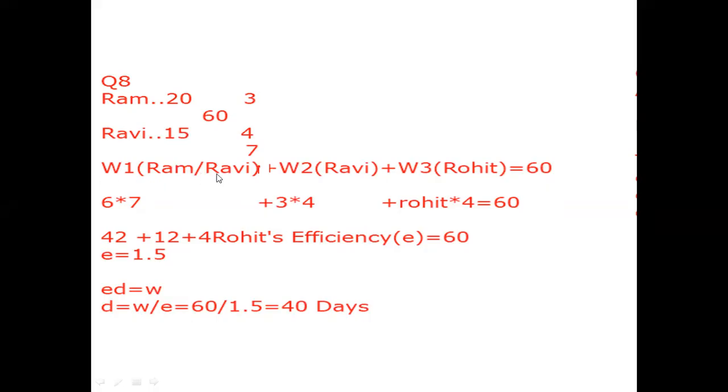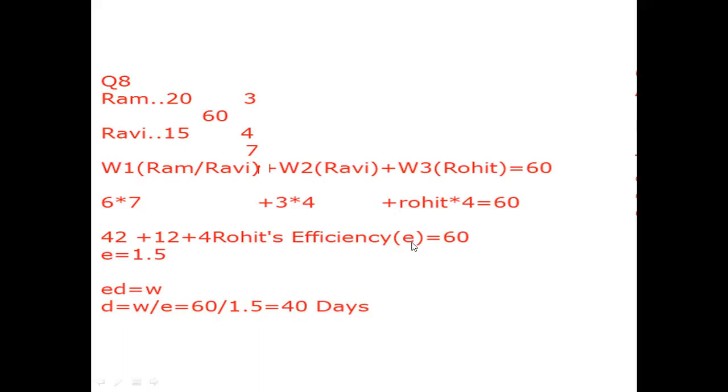Again, use that formula E times D equal to W. What is the efficiency of Ram and Ravi? 7. So I've written 7 multiplied by 6, the number of days. And let's talk about Ram. Ram's efficiency is 3. How many days is he working? 4. 3 into 4, 12. And now Rohit is working, but you don't know the efficiency of Rohit. It has not been given. So I'm writing this R.